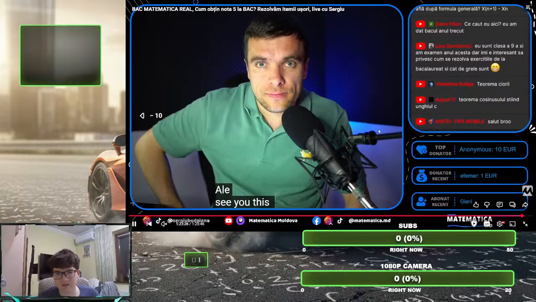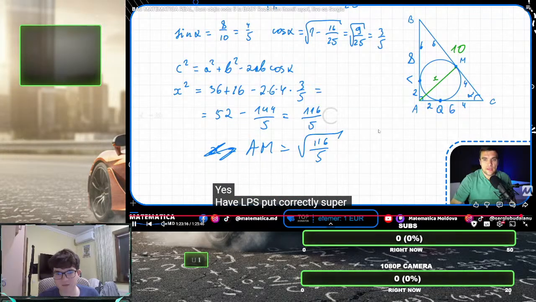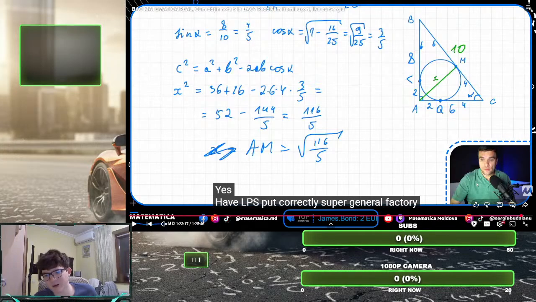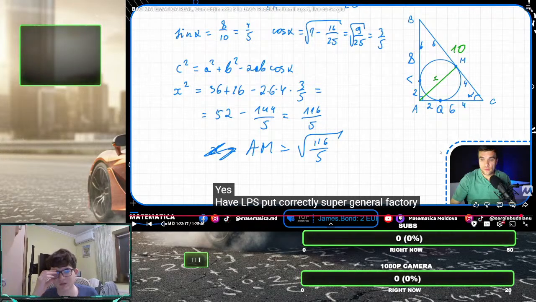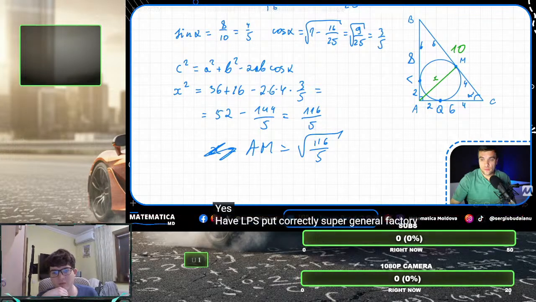So, what? He found AM, right? What? Why did he pull out this problem at the end? What? If it's so hard. That's how you find out AM.